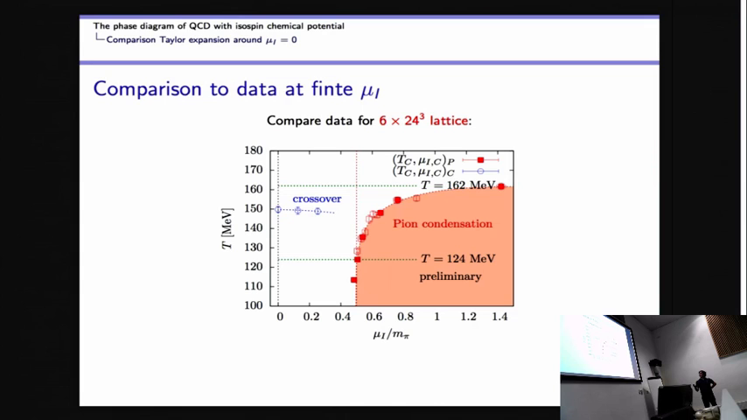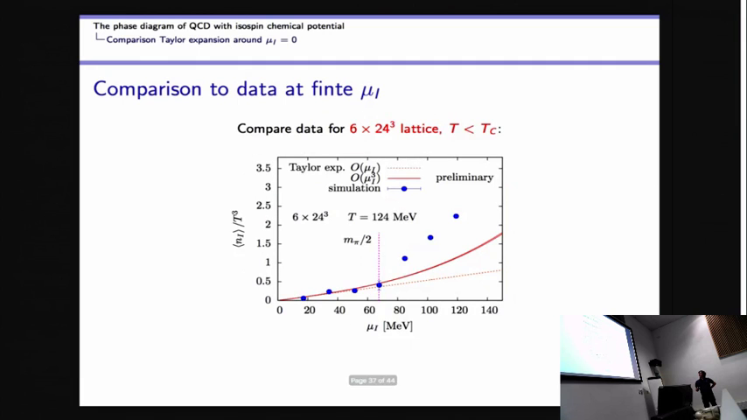Then I will use another temperature, which is up here. In that case, we will not hit this pion condensation phase, at least not for the values of μi that we have at the moment. So there we can really test the agreement with Taylor expansion, up to which order it agrees. All right, so let me first start with the temperature which is smaller than Tc.